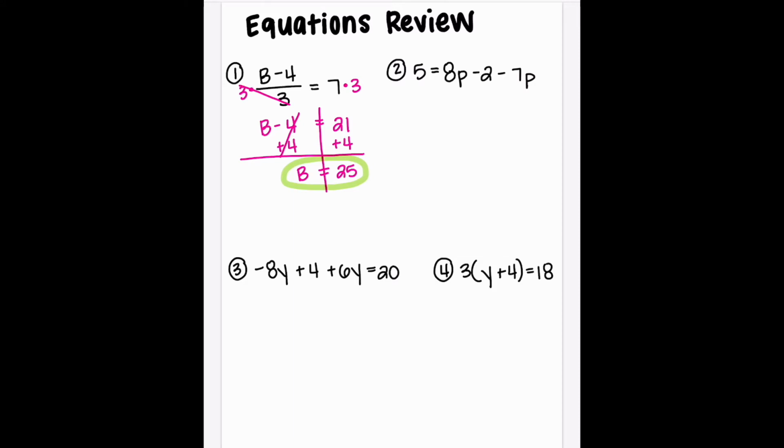In number 2, we have 5 equals 8p minus 2 minus 7p. We don't have any parentheses, so the next step is going to be combining like terms on the left and combining like terms on the right. So on the left side of the equation, we just have a 5. We can't do anything with that. There aren't any terms to combine. On the right, we have 8p and negative 7p.